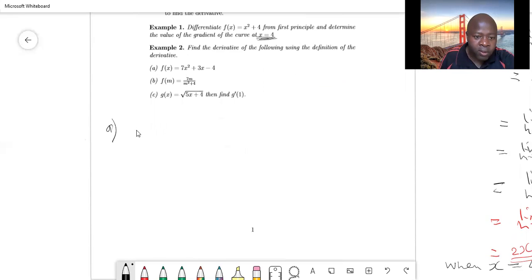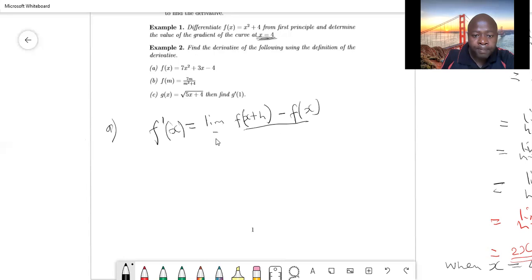We're supposed to get, first of all, our formula. Our definition for the derivative is: the derivative of f of x is given by a limit of f of x plus h minus f of x over h as h tends to 0.